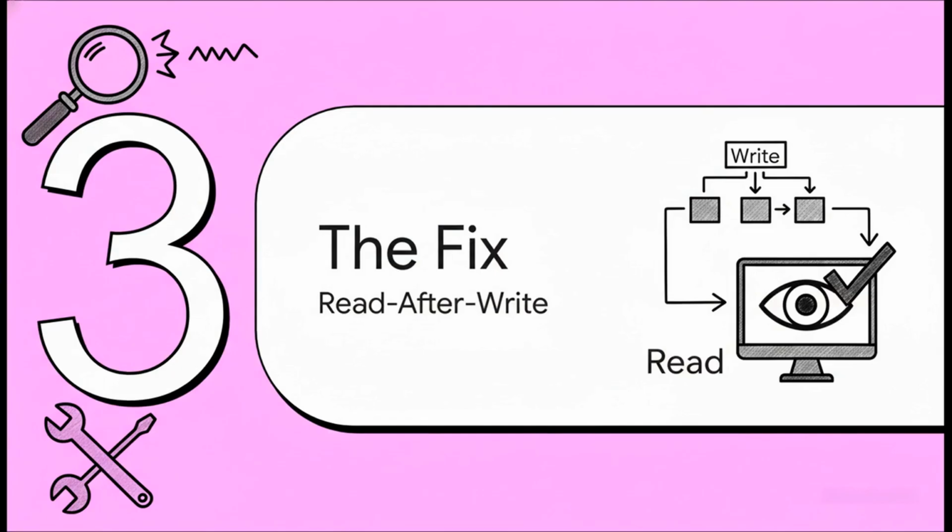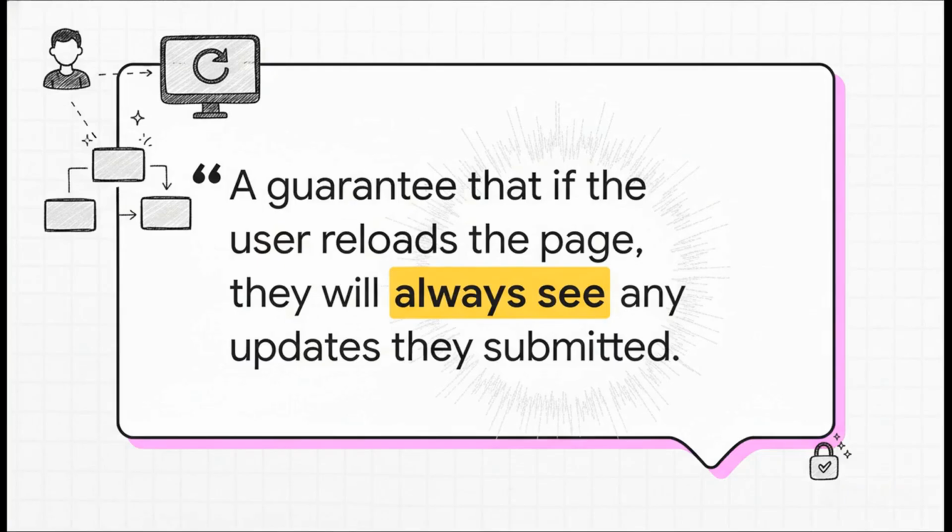All right, diagnosis complete. We know the bug. Now how do we fix it? The goal here is to achieve something called read-after-write consistency. It's a fancy term, but it's basically a promise we want to make to the user. And here's that promise, plain and simple. If you're the one who just made a change, you should always see that change when you reload the page.